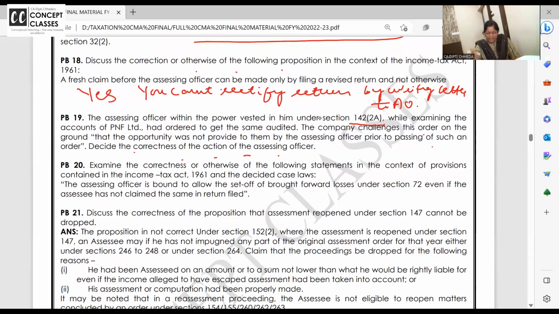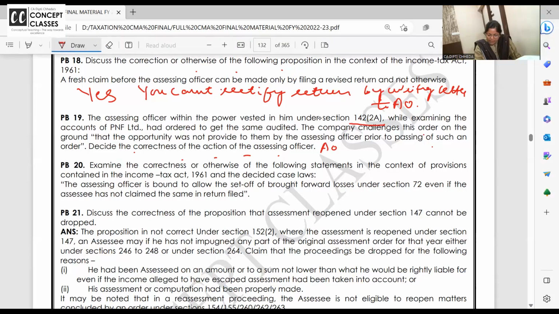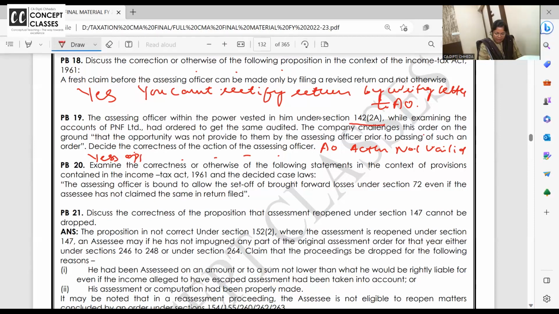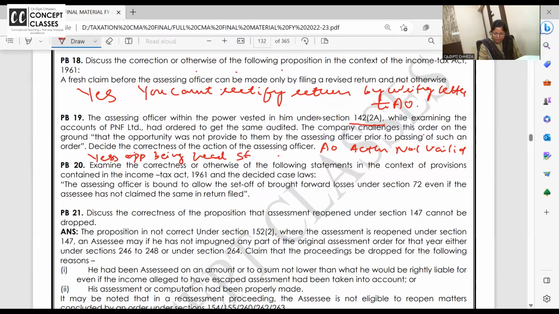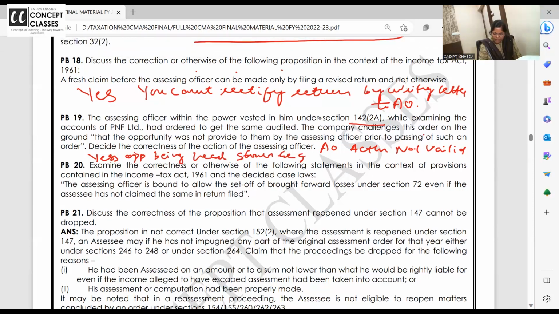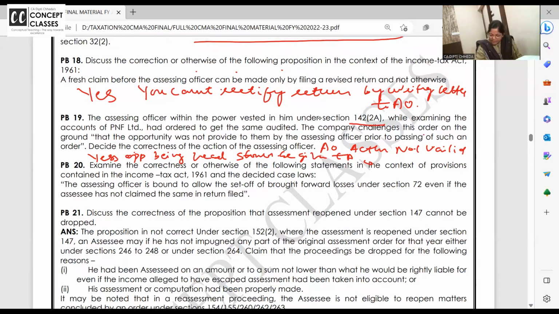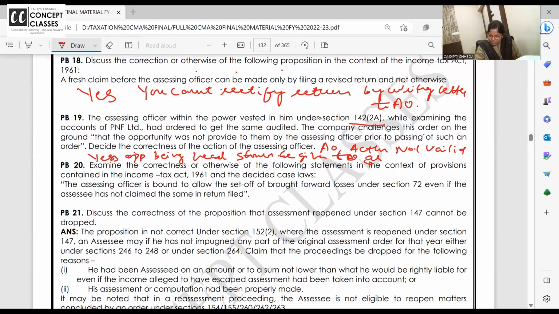The AO's action is not correct. The AO's action is not valid. You have to give the opportunity of being heard. Yes, the opportunity of being heard should be given to the assessee. Sorry, to SSE. To SSE.